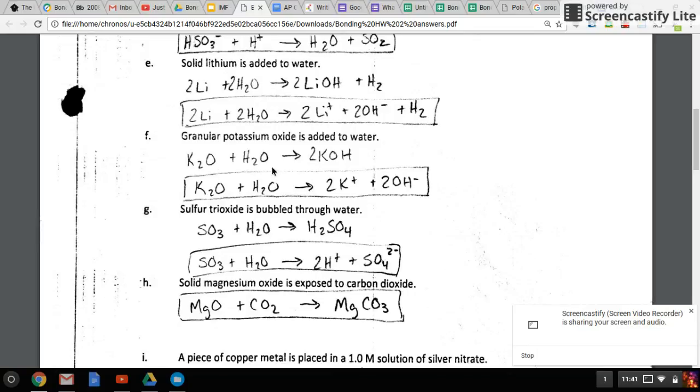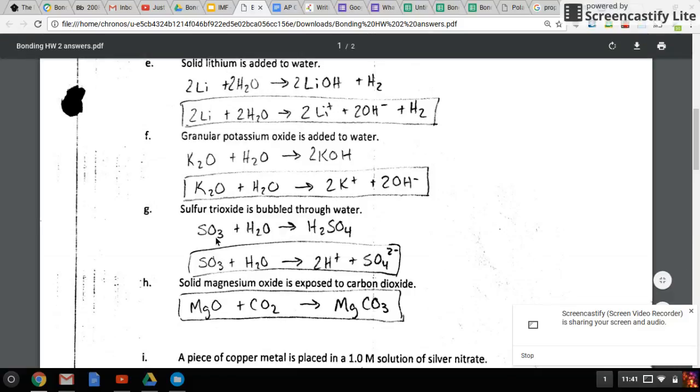Water is a molecule, so we don't split either of those up or represent them as ions in our net ionic equation. Potassium hydroxide is soluble, so we are going to split that into its ions, making sure you balance as you go. Here we have a nonmetal oxide added to water, and it is going to form an acid. And the acid here is sulfuric acid. That is a strong acid, so it does split up into its ions. We don't split up our two molecules.